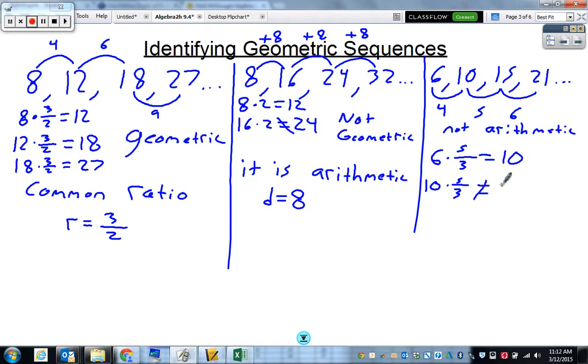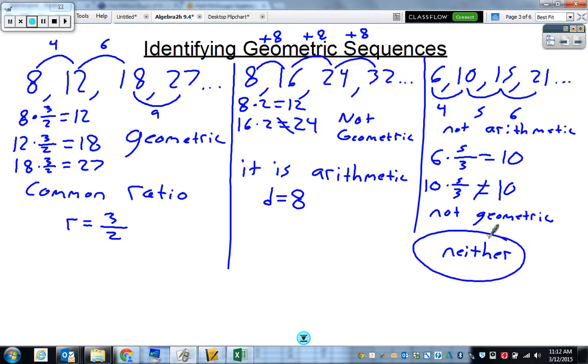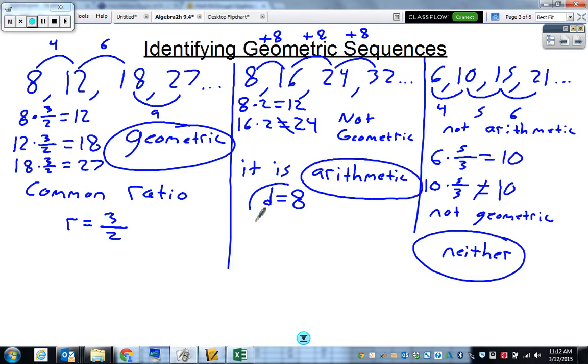So it's not geometric. So for this one, it would be neither. For arithmetic, I have D equals; for geometric, I have R equals, okay?